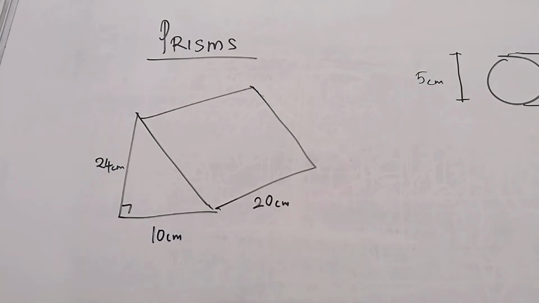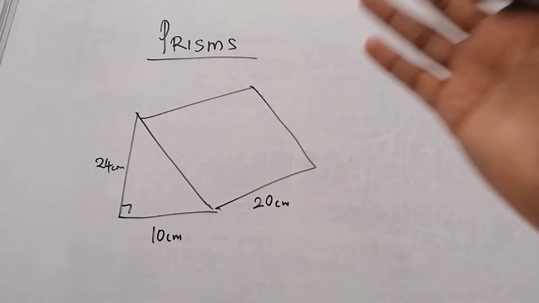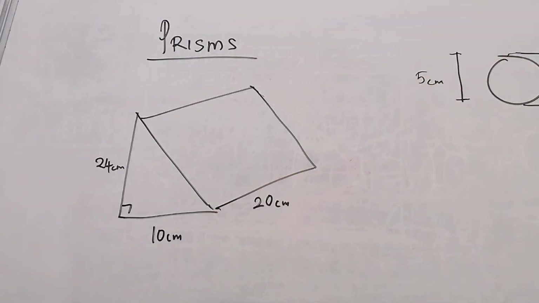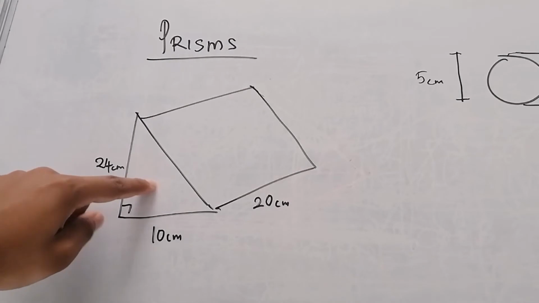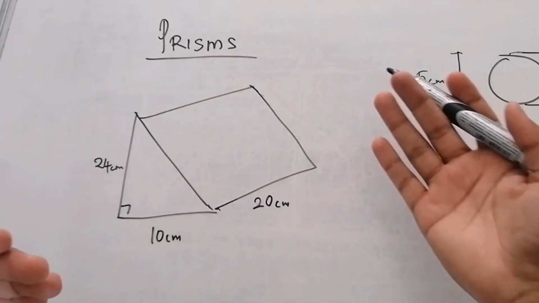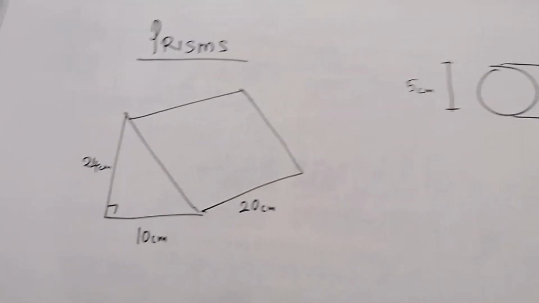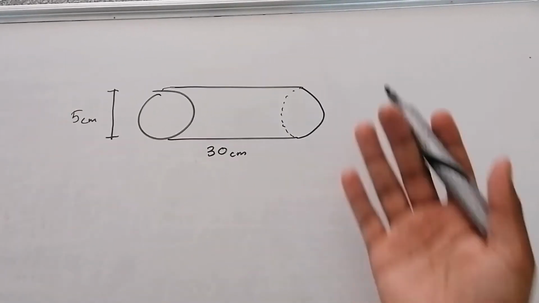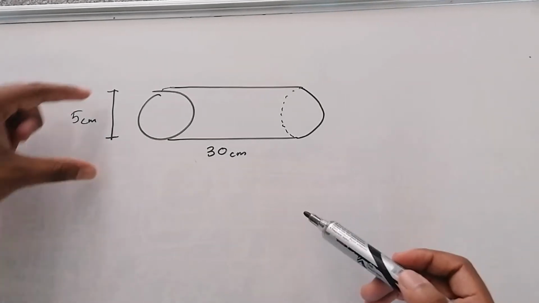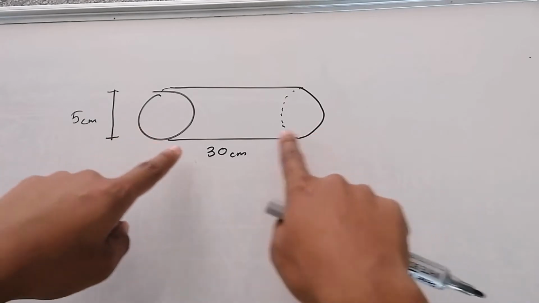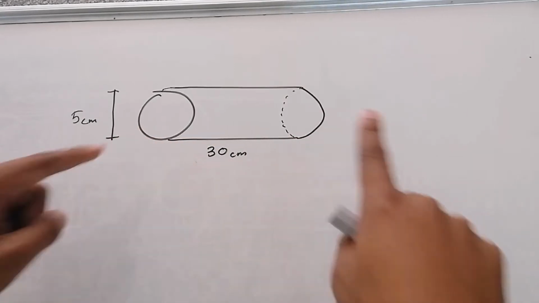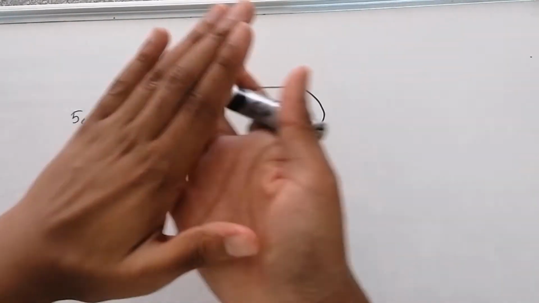Hi there guys, so in this video we are looking at two prisms. The first prism that you see here is a triangular prism. It has the base of a triangle and then this height here that creates the volume to make it a full triangular prism. And then also we have a circular prism, or more commonly known as a cylinder. This cylinder has a diameter of 5 centimeters, and then this height that creates volume is 30 centimeters long. Okay, so again you see the two circular bases and then the prism.